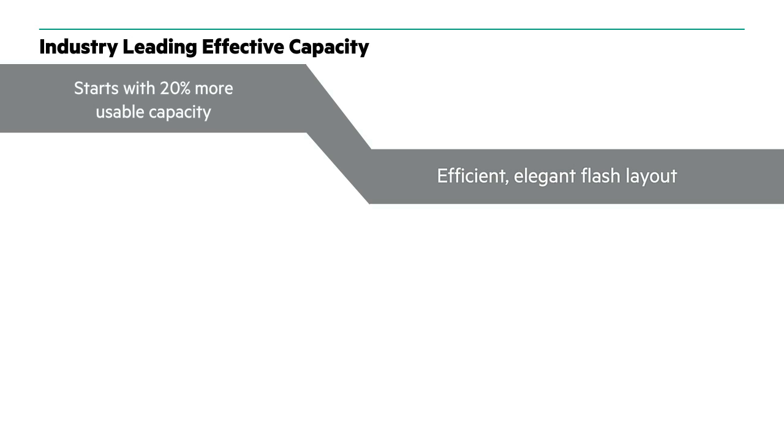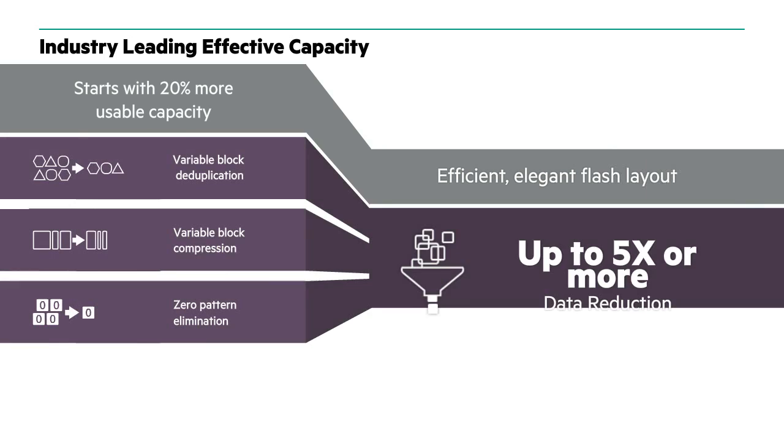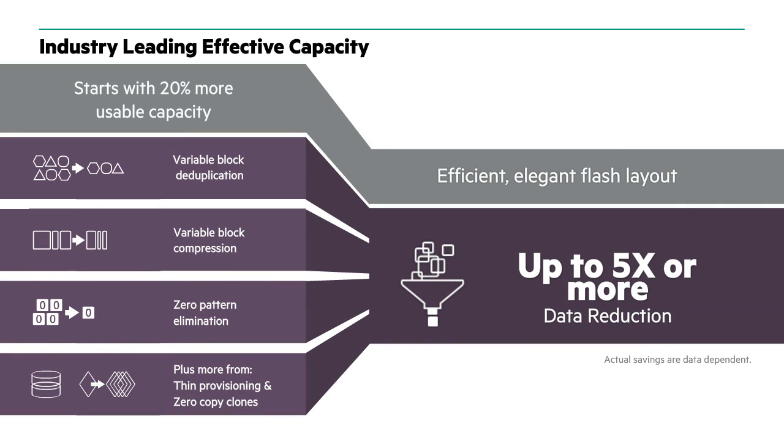This is really what leads to us having a much more efficient and effective capacity layout for our all-flash arrays. And of course, we layer on top of that other data reduction technologies like dedupe and compression, zero pattern elimination, and thin provisioning and zero copy clone. So this all adds up to a very efficient design that can make all-flash arrays cost-effective for most environments.